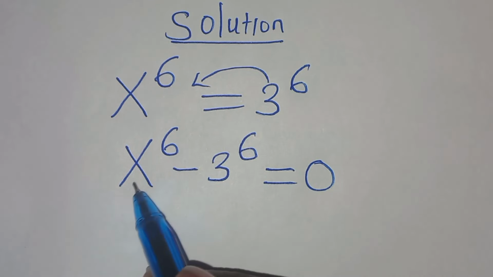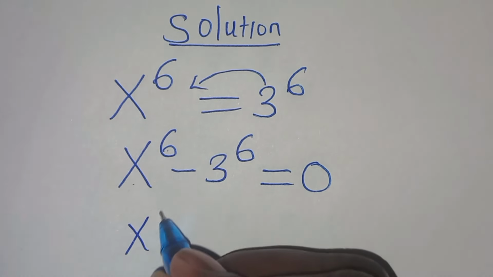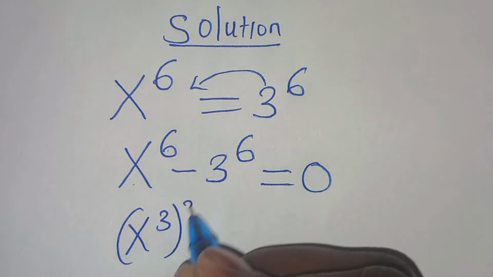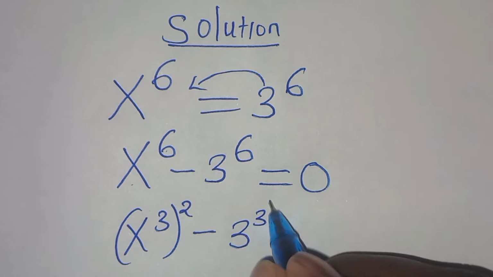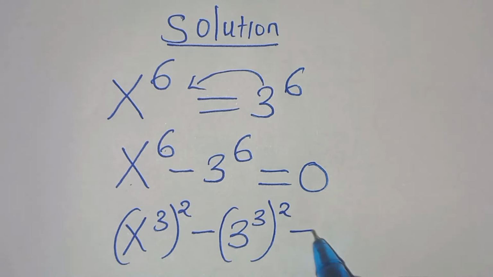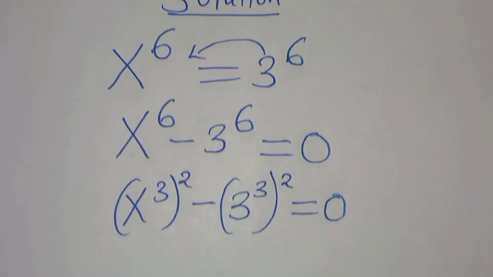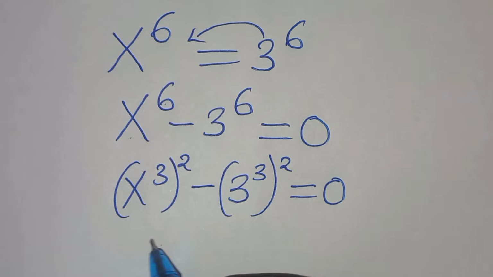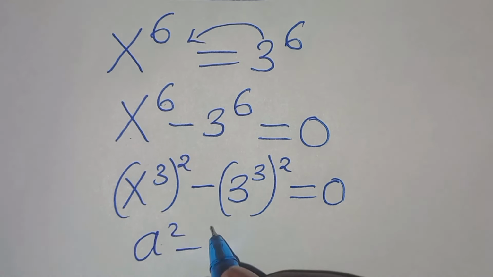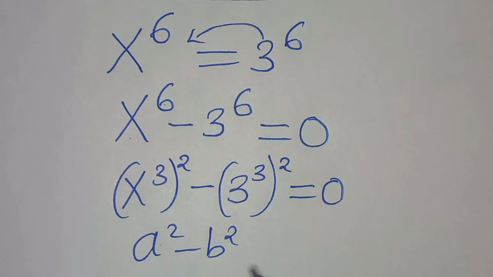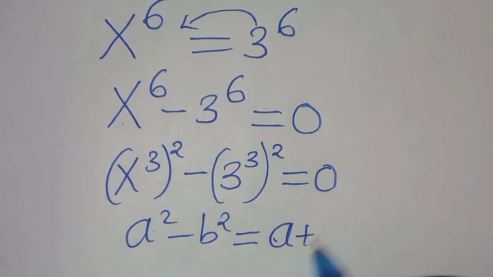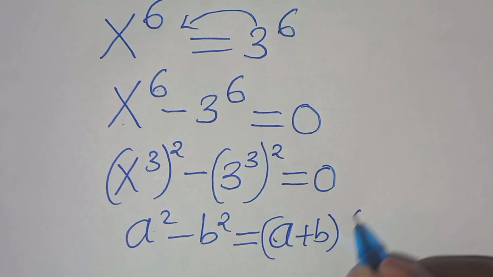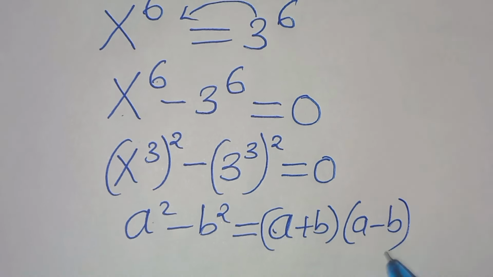We can express x to the power of 6 as x to the power of 3 raised to the power of 2, minus 3 to the power of 6, which is 3 to the power of 3 raised to the power of 2. This is equal to 0. This equation is in the form of a squared minus b squared, the difference of two perfect squares, that can be expressed as a plus b multiplied by a minus b.